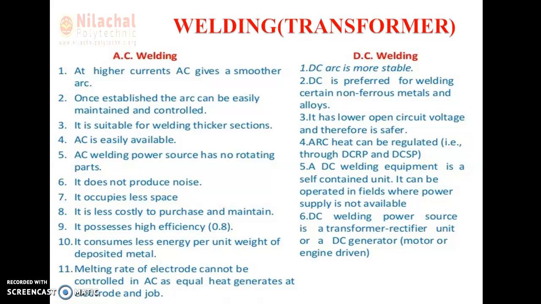If you compare with DC welding, the arc is more stable. DC is preferred for welding certain non-ferrous metals and alloys. It has lower open circuit voltage and therefore it is safe. Arc heat can be regulated through DCRP and DCSP. A DC welding equipment is a self-contained unit. It can be operated in the field where power supply is not available. The DC welding power source can be a transformer-rectifier unit or a DC generator.